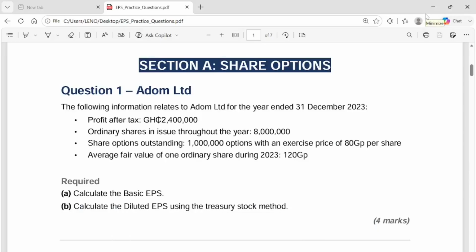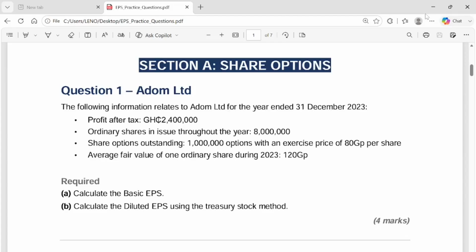Okay, let us look at this question under share options. The following information relates to Adam Limited for the year ended 31st December 2023. Profit after tax is 2.4 million. Ordinary shares in issue throughout the year: 8 million. Share options outstanding: 1 million.